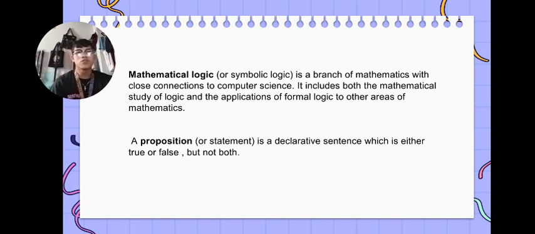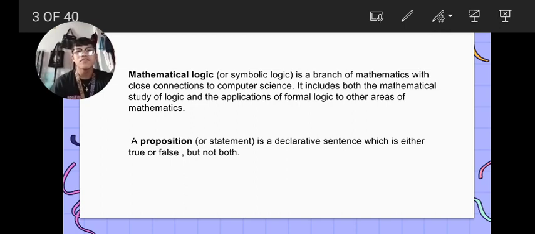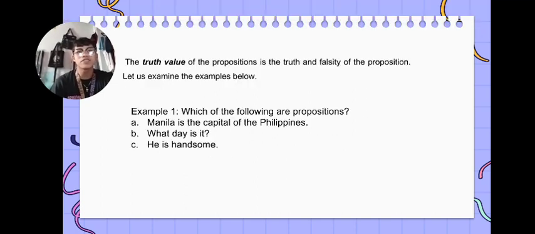Next, the proposition or statement. It is a declarative sentence which is either true or false but not both. A proposition also has a truth value: the truth of a proposition and the falsity of a proposition.